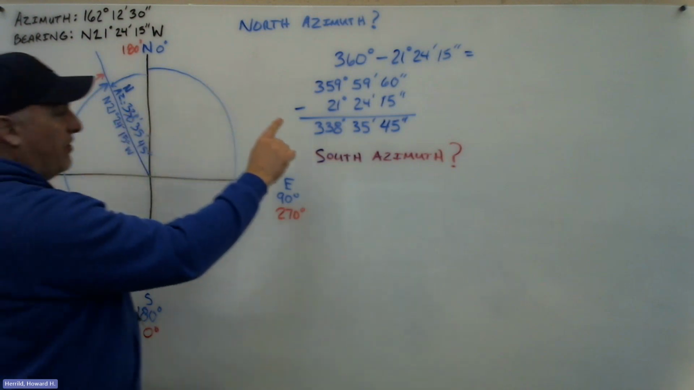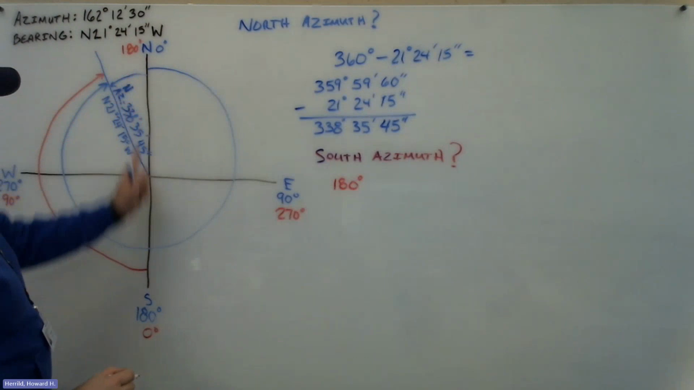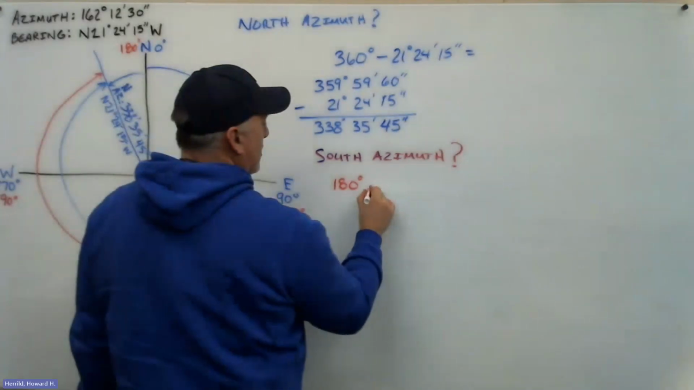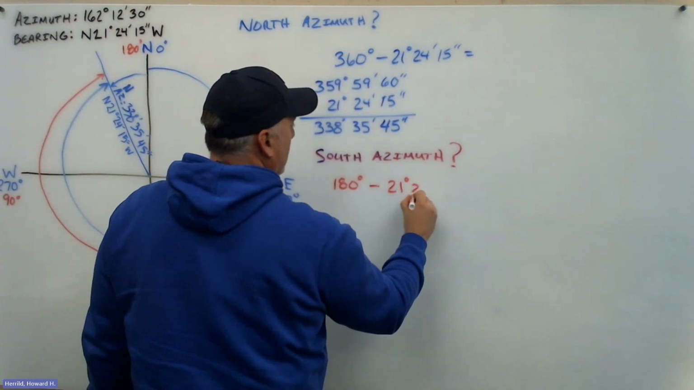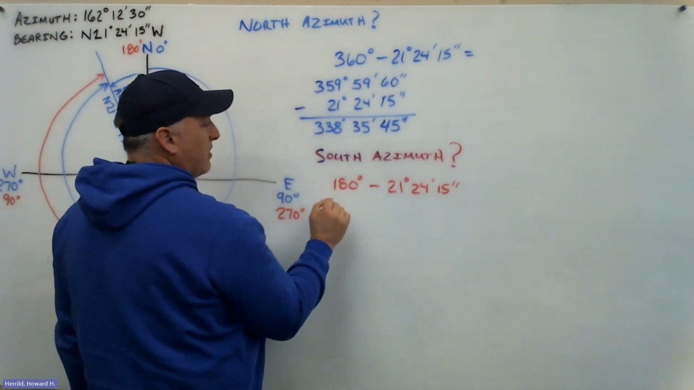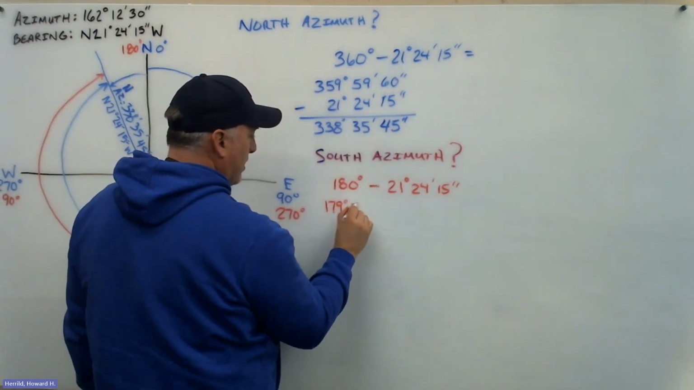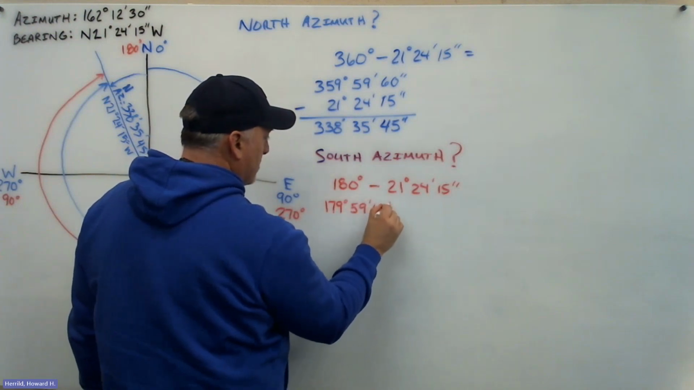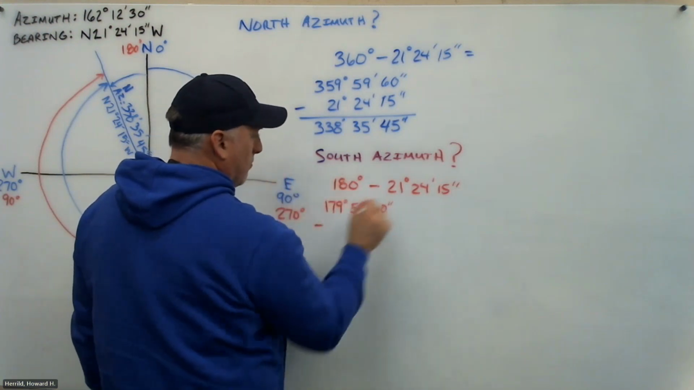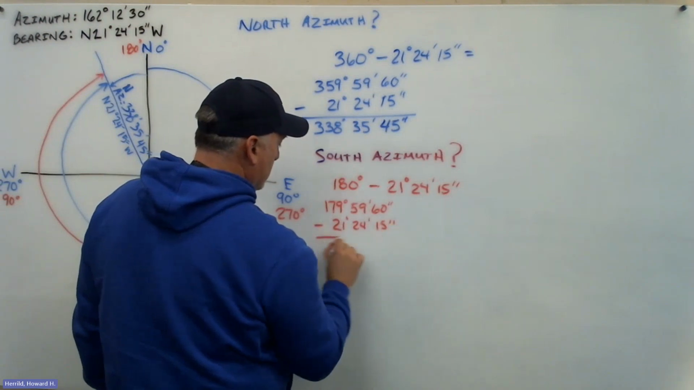All right, so we're going to do similar math. This time we're going to do 180 degrees, right? This is our meridian, 180 degrees, and this bearing comes off this part of the meridian. So it's 180 degrees minus the 21 degrees, 24 minutes, 15 seconds, okay? Remember, same rule applies here as we did here. So this can also be displayed as 179 degrees, 59 minutes, 60 seconds. Same thing. This rolls over and makes it 180 degrees. Minus 21 degrees, 24 minutes, 15 seconds. Okay?